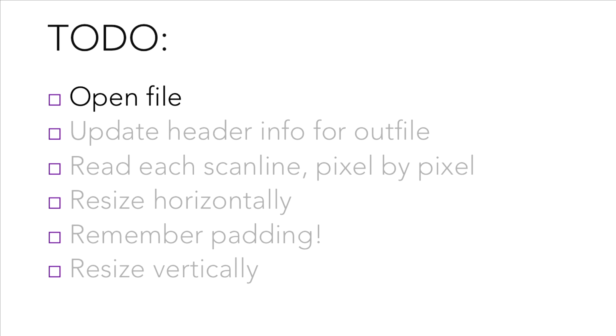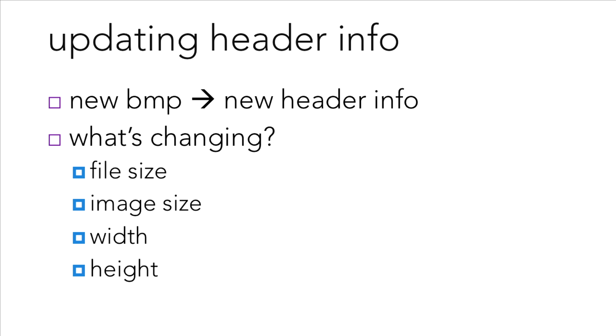Okay, so let's open a file. You know how to do that. I'm going to leave that to you. Next, update the header information for the out file. Because we have a new bitmap, we have new header info. What's changing here? Well, the file size is going to change because we're going to have more pixels than before. The image size is thus also going to change, as is the width and the height.